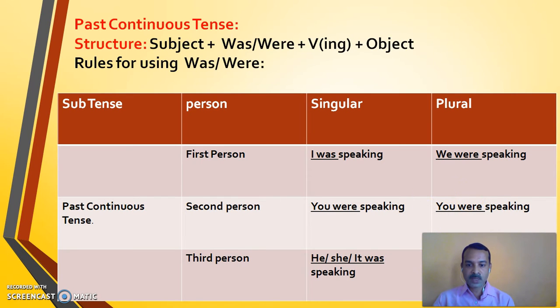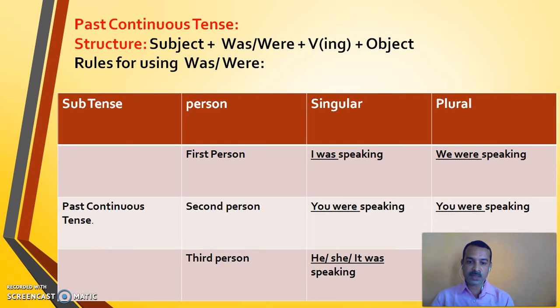Next, if it is in third person, we talk about it, like he or she or it was speaking, and its plural form of third person is, they were speaking. So this is the difference between first person, second person and third person. First person being I and we, second person you, singular you and plural you.